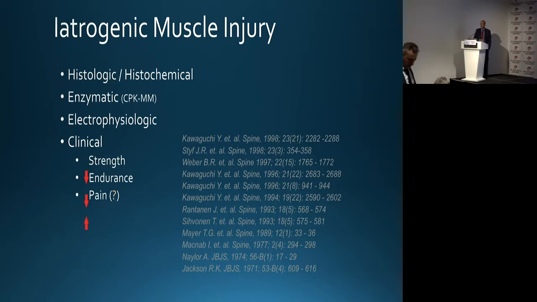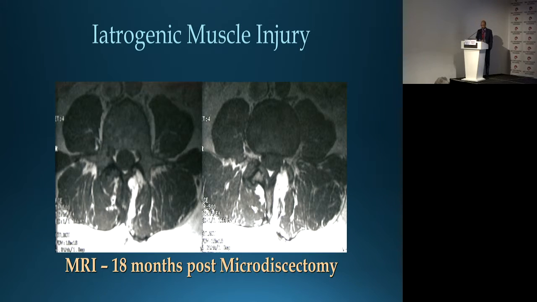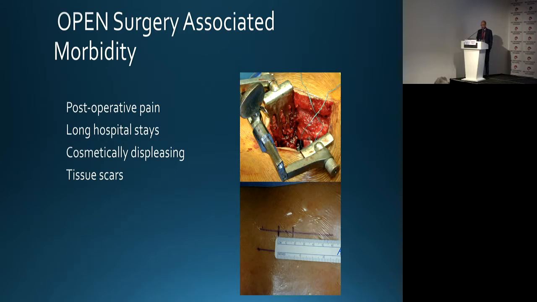So do we have evidence of all this, that if there is a muscle injury during retraction, does that cause a problem? There have been papers coming way back from 1998, 1996, 89, 71. So all these papers have been there, which tell us the histological, immunohistochemical, enzymatic, electrophysiological, and clinical evidence of muscle injury. So if you see an MRI 18 months post-op microdiscectomy, you can see the problems that we're seeing.